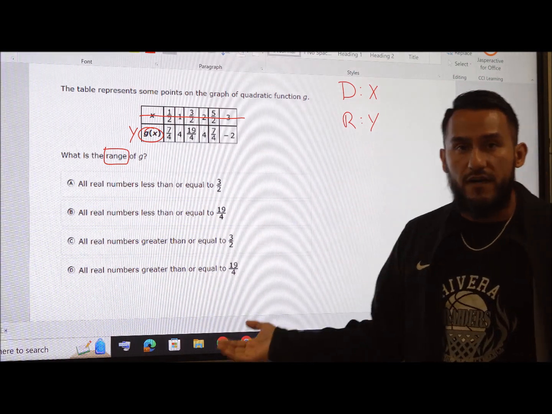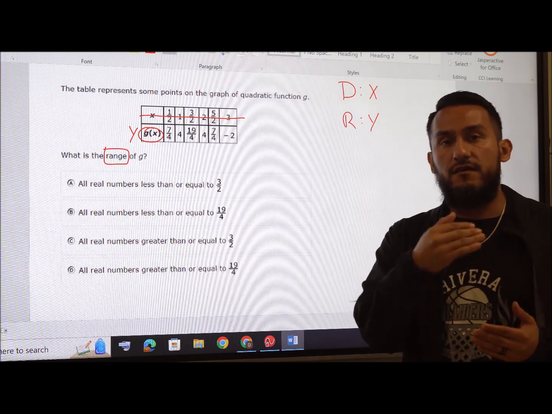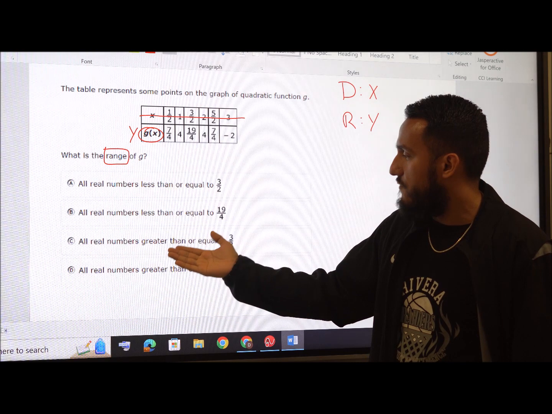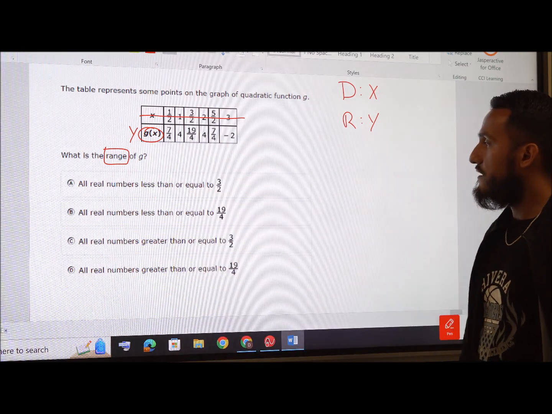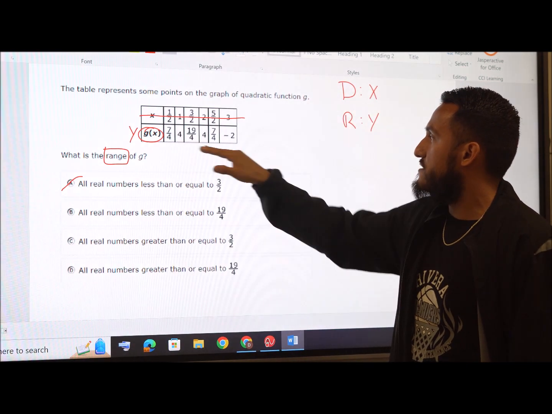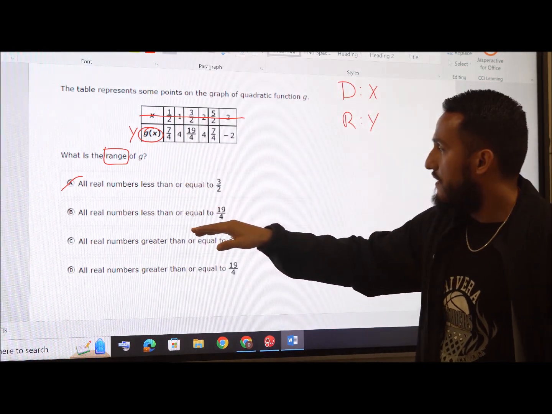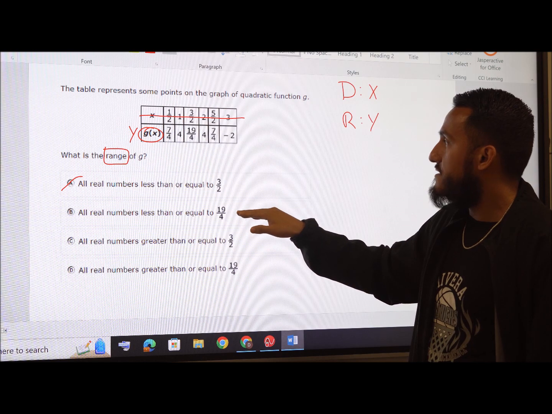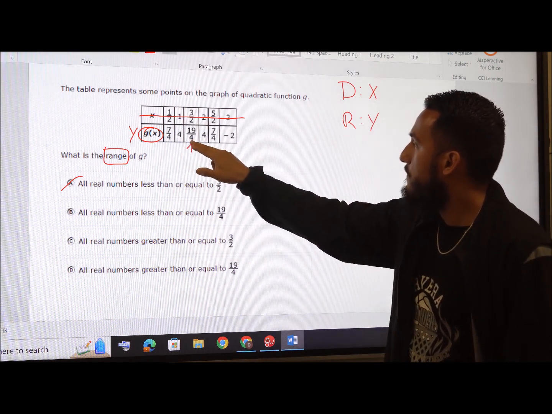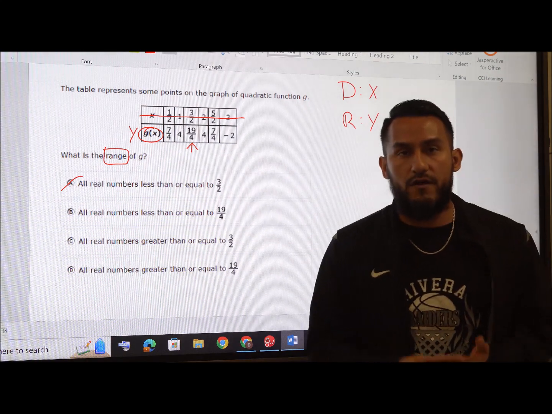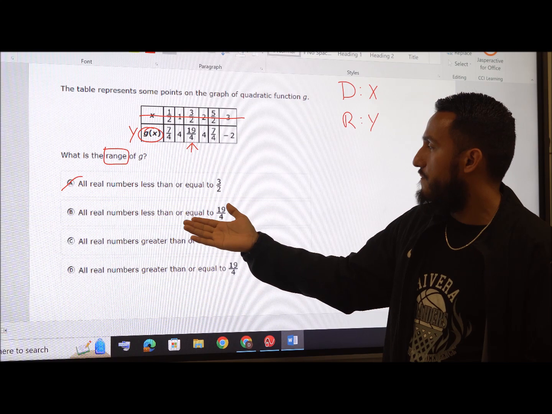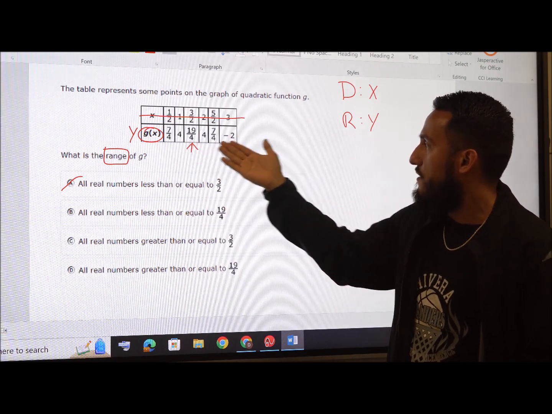Now, if you're not familiar with fractions, guys, you need to use your calculator so you can convert those fractions into decimals to see if it's going to be less than or greater than. So let's go ahead and take a look here. This one's wrong because 3/2 is not even a part of this answer. All real numbers less than or equal to 19/4. If you look here, there's 19/4. But what is 19/4 as a decimal? Because we need to determine whether that's going to be the greatest value amongst all these.